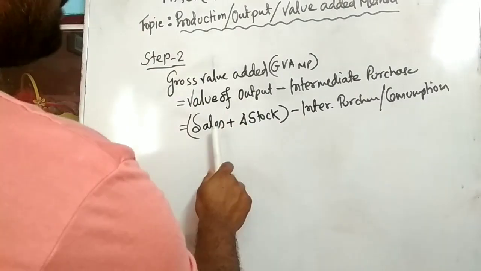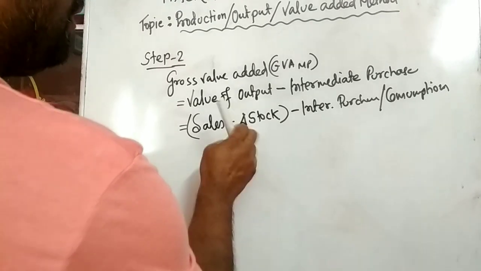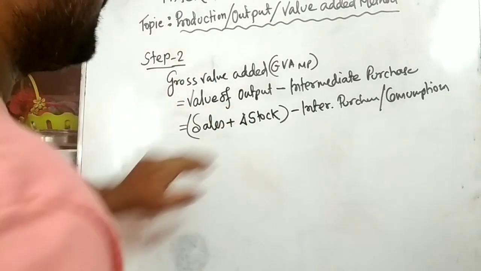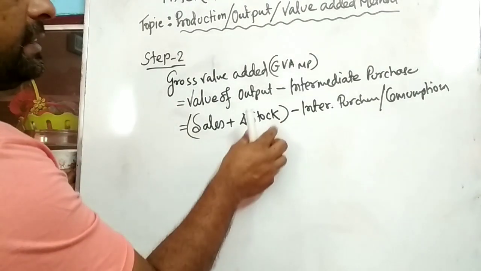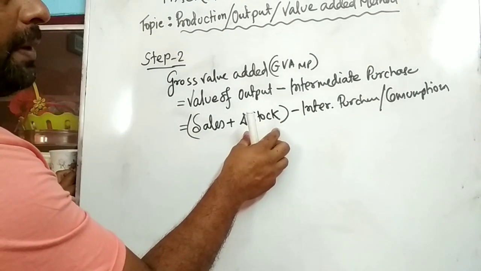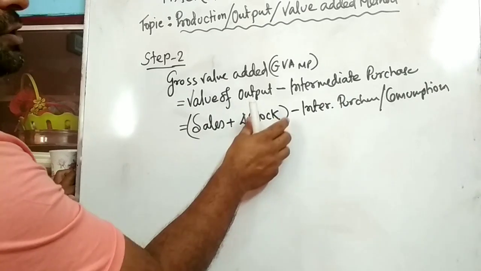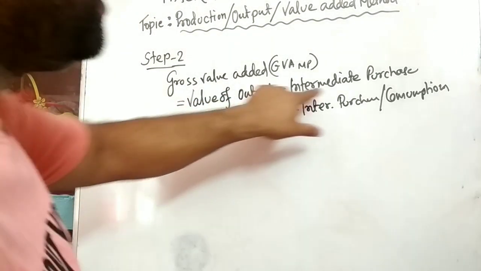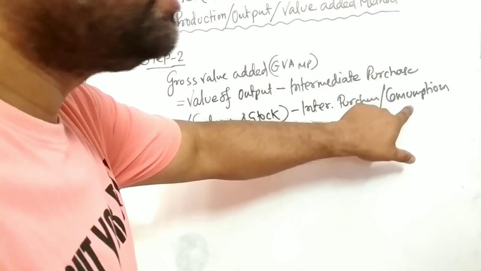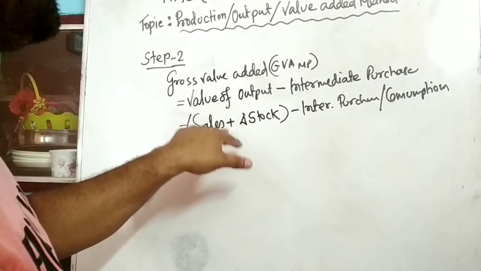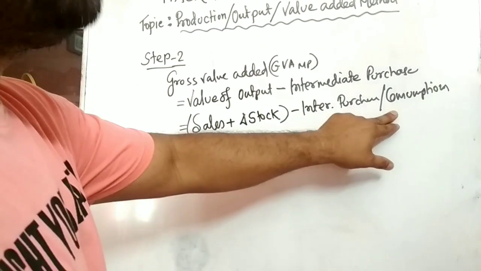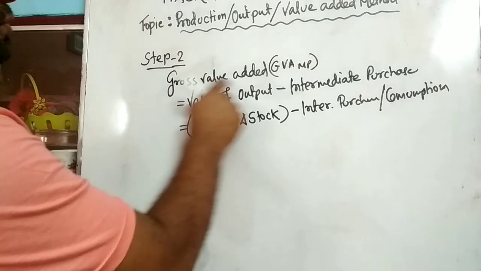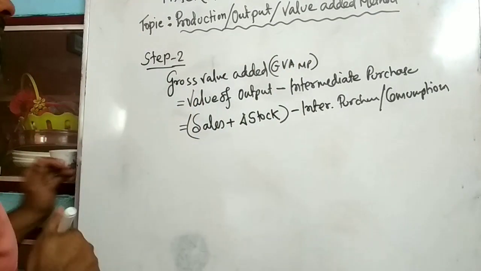Value of output is the sum total of sales plus change in stock. Why? Because whatever is produced, a part will be sold and the remaining part will be the change in stock, the unsold part. Change in stock formula: closing minus opening stock. So gross value added is value of output minus intermediate purchase or intermediate consumption. Value of output is sales plus change in stock. So this is our second step: how we calculate the total value of production by the sectors.